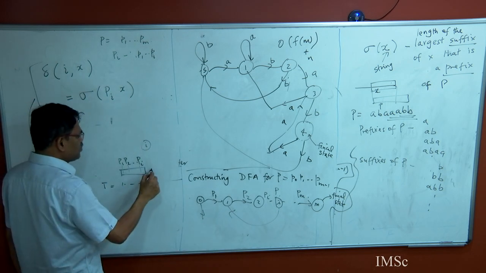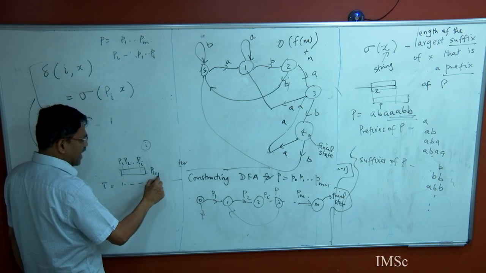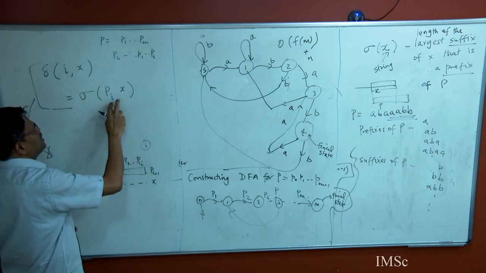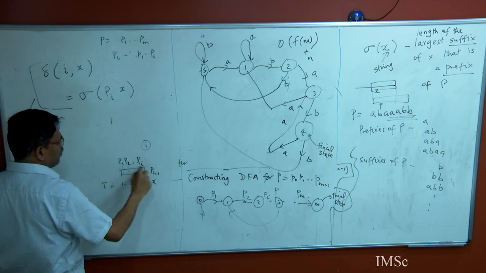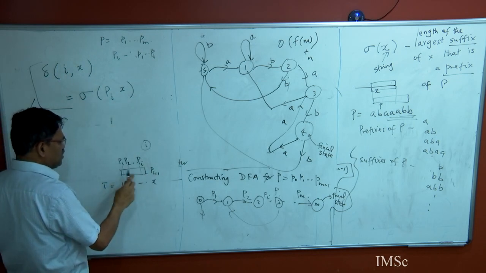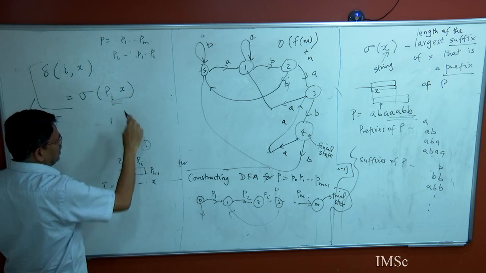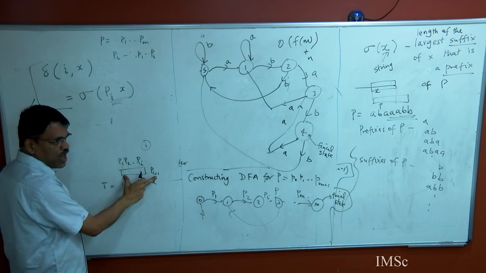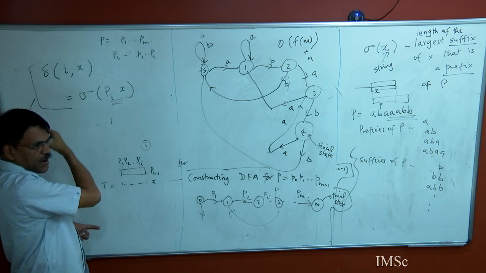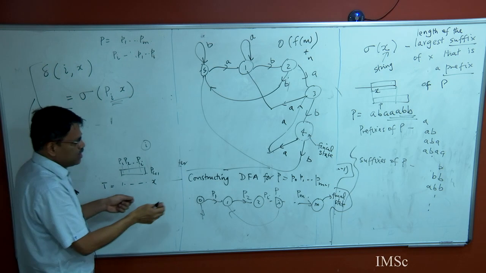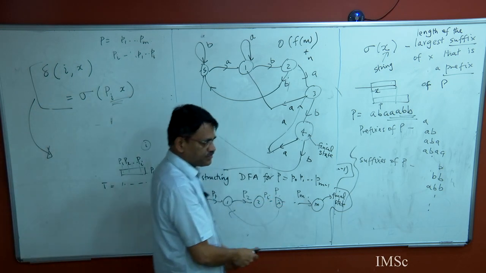If x happens to be p i plus 1, the next pattern character, then this definition tells me sigma of p i x, what is the largest suffix that also happens to be the prefix of the pattern? Well, that is the entire matched portion, so the largest suffix is i plus 1. So I go to the i plus first state.